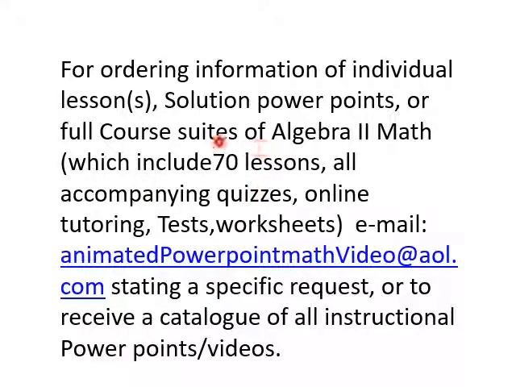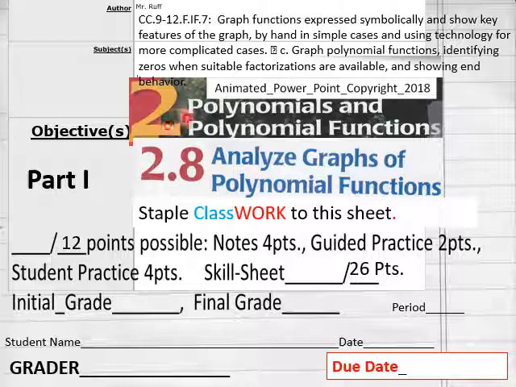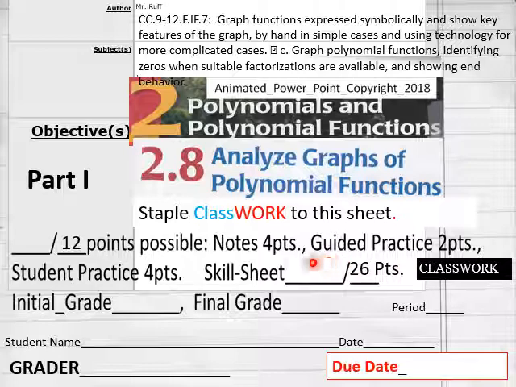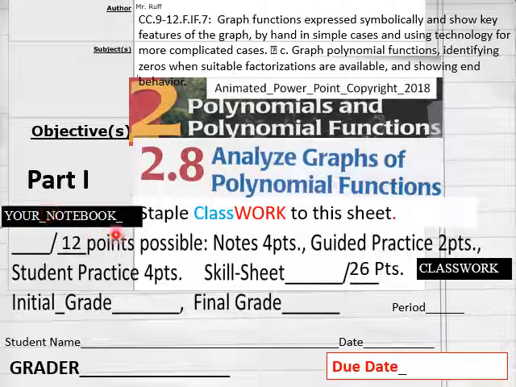Hello everybody, we're getting ready to do 2.8 for Algebra 2. Here's 2.8, analyze graphs of polynomial functions. Here would be our standard for this lesson. We got a 26-point skill sheet that you can acquire at the end of part 1 here. And there's 12 points. You get a note-taking guide as well if you contact me.